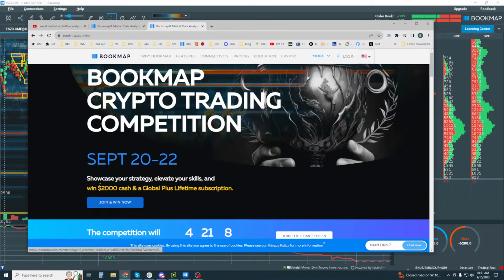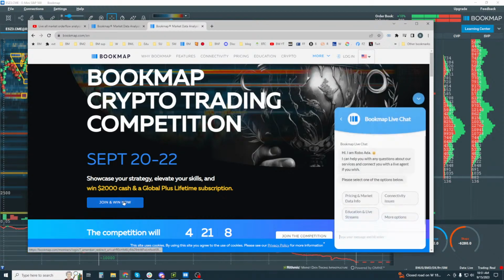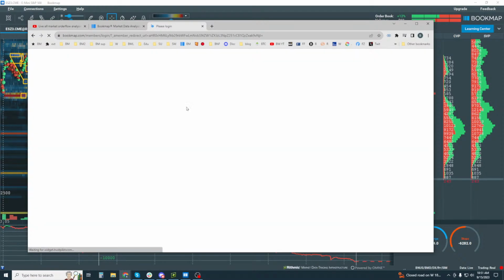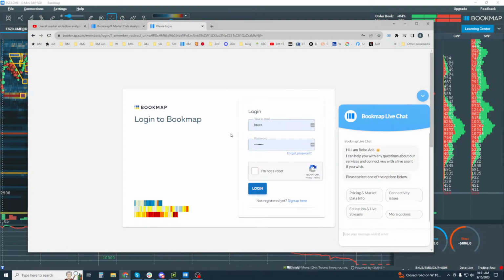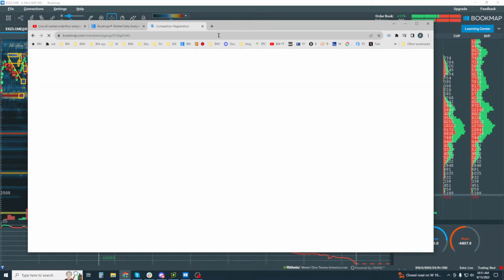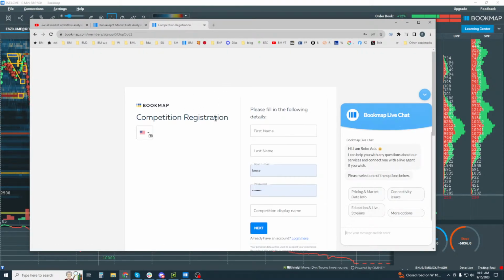All right, they just updated this here, and you can just join right off the home page now. Okay, so bookmap.com, and then jump right in here. First step would be that you need to register. Okay, so register, and then you'll need to log in. Once you log in, sign up here. If you have Bookmap already, just log in. If you haven't, then you'll have to register here.